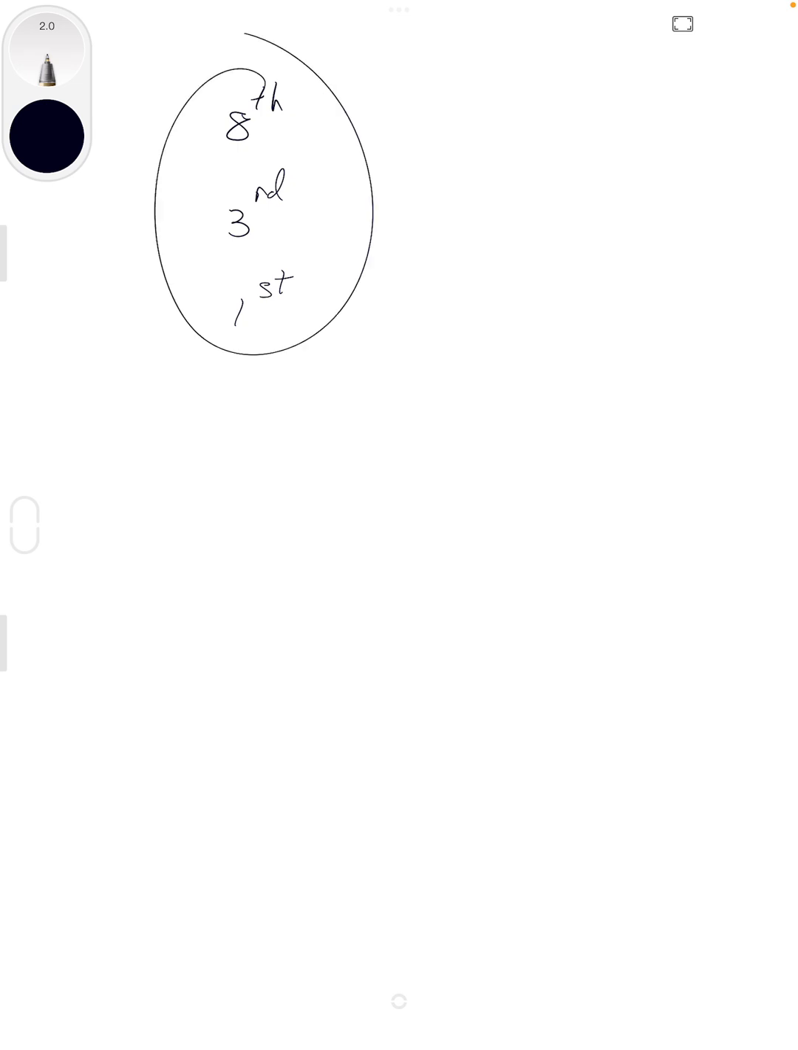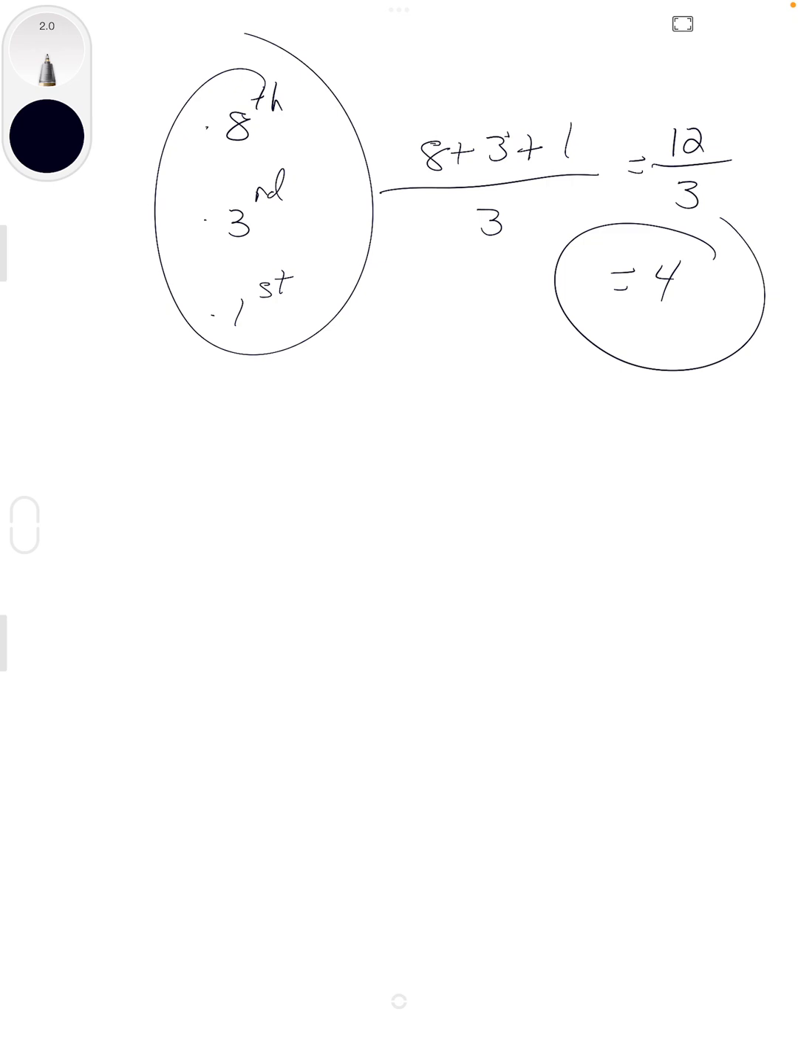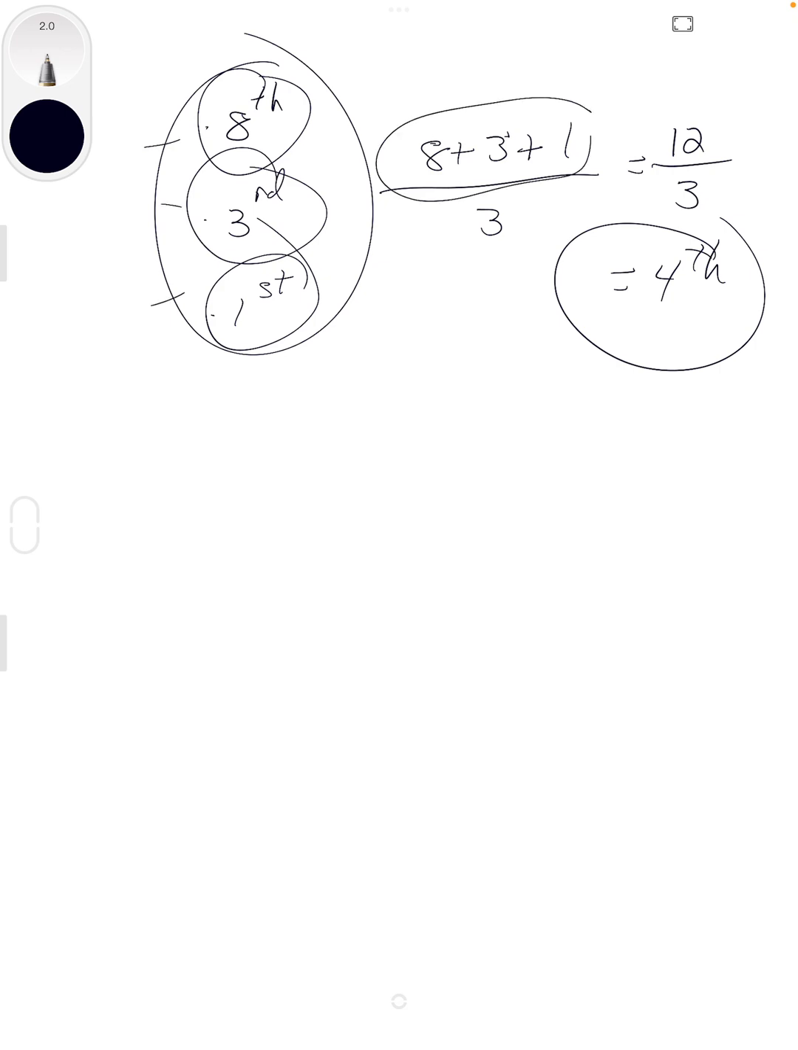You just take your numbers and you add them, and then you divide it by how many numbers? 1, 2, 3. Answer. So in this case, 8 plus 3 is 11, plus 1 is 12. Divided by 3, it's 12 divided by 3, 4. I averaged 4th place. Now, I never actually got 4th place, but my average was 4th place. Average just means you take all the numbers you have, add them together, and then divide them by how many numbers you have. That's all average is. That's all this lesson is.